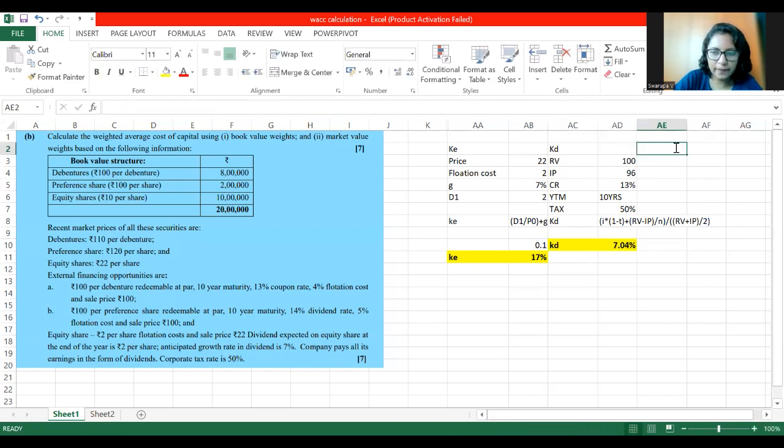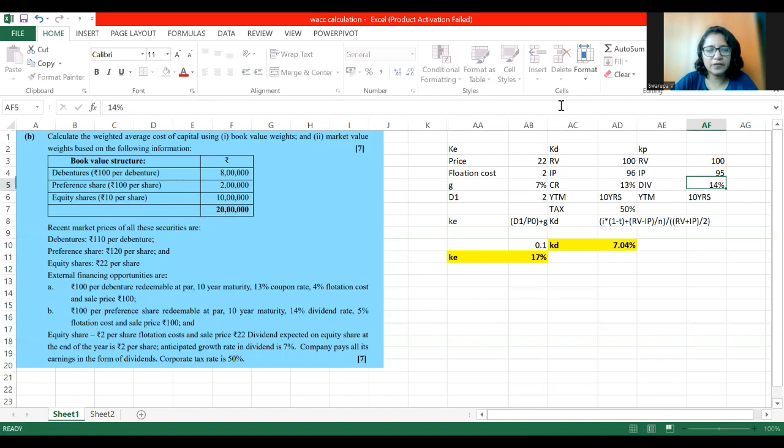Now next we will see KP. We have the redemption value given, which is 100 rupees per preference share redeemable at par. So it is 100. YTM is again 10 years. Dividend is 14%. Flotation cost is 5%. So my issue price will be 95, 100 minus 5% of 100.